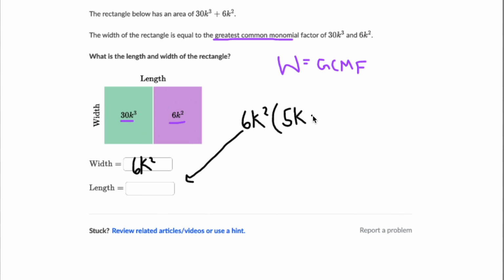And I'm given 6k squared, which I also found as my greatest common monomial factor, so it would just be 1. That would be your length, and that would be the end of the problem. Another way to check this is if you multiply and distribute 6k squared to each of these values, you should get these two values added up.